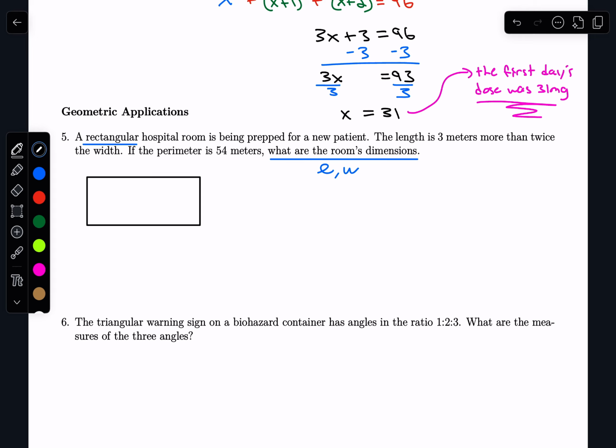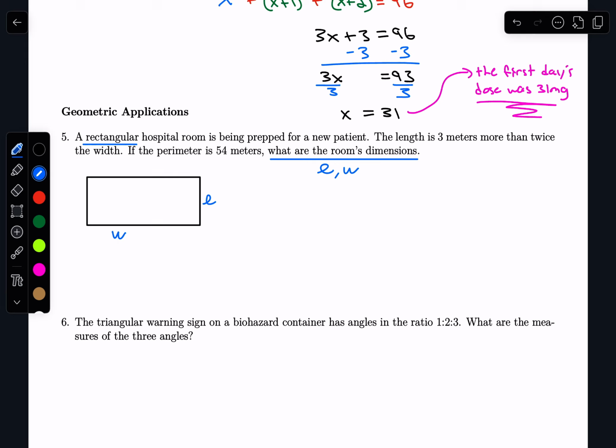If I were to label the length and width on here, I always think of the width being W at the bottom and the length being L on the side. Doesn't matter because you could just turn it sideways and the picture is still a rectangle, but I'm going to label it bottom width, right side length. All right, so now we want to start using what's in this word problem to actually get to a solution.